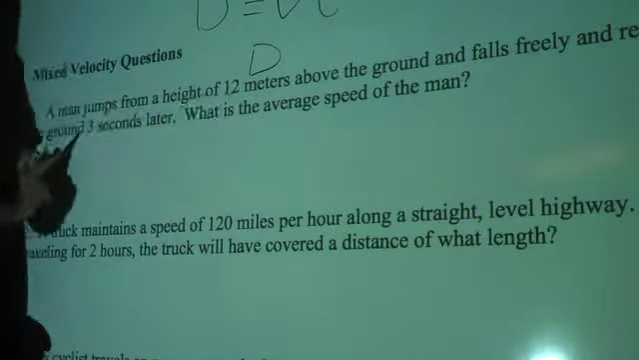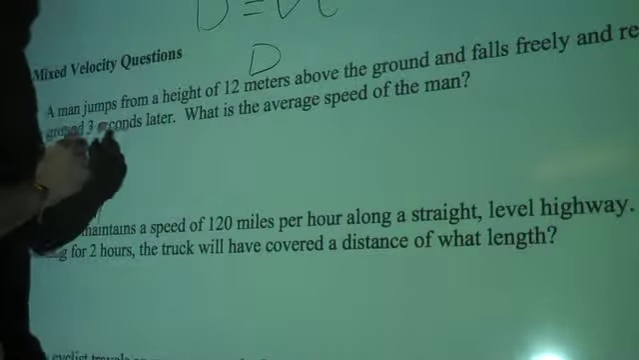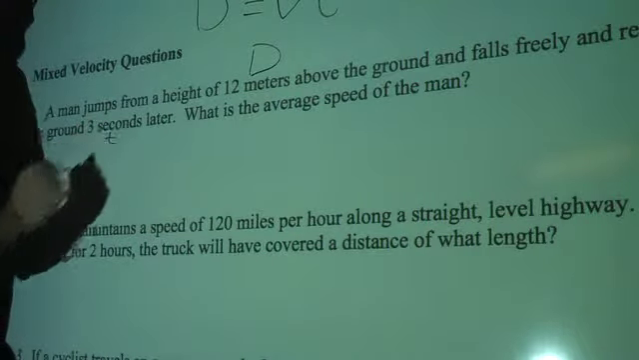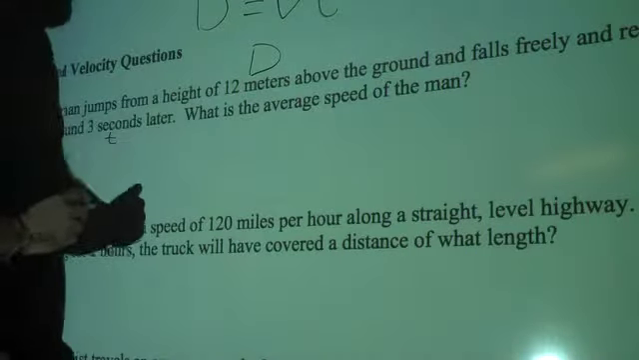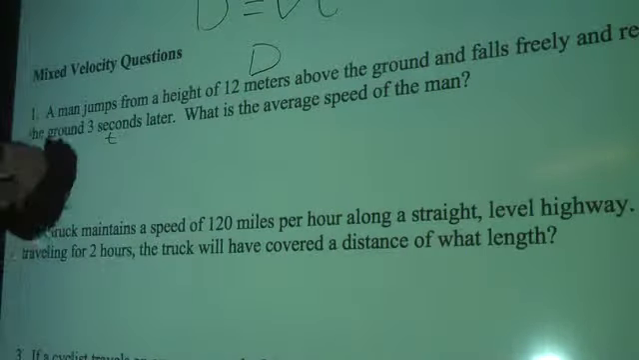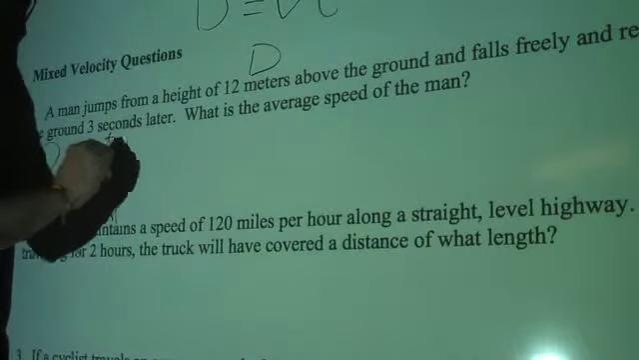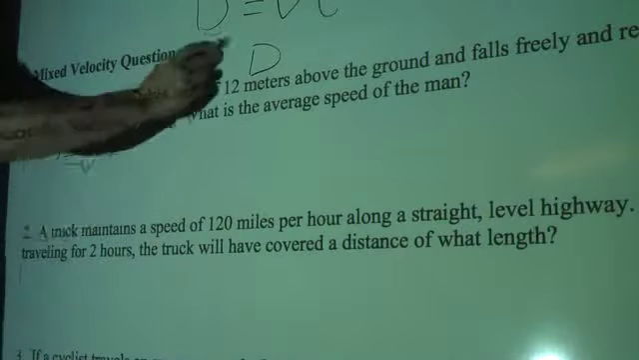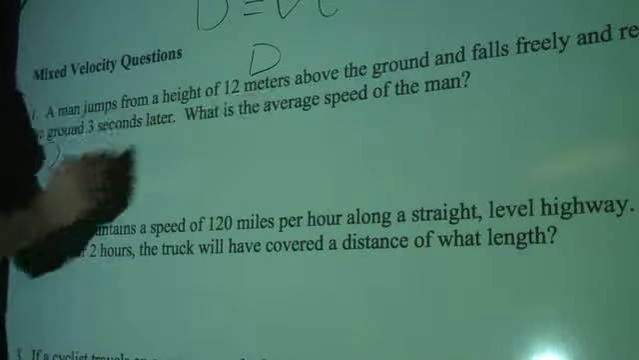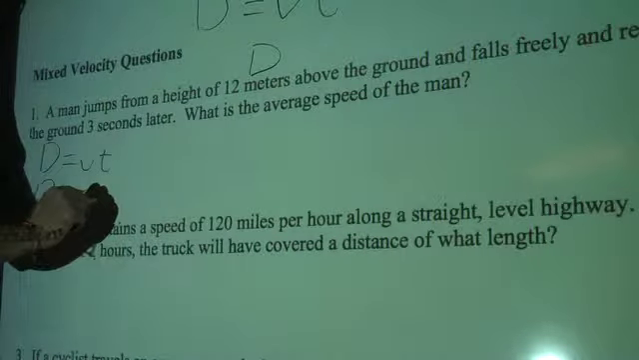Okay, falls freely and reaches the ground 3 seconds later. So 3 seconds, that's a time, so I'm going to label that with t. And then I'm going to go ahead and plug this in and start solving the equation. So I've got d equals vt. Okay, and my d distance is 12 meters, so I'm going to write 12m.